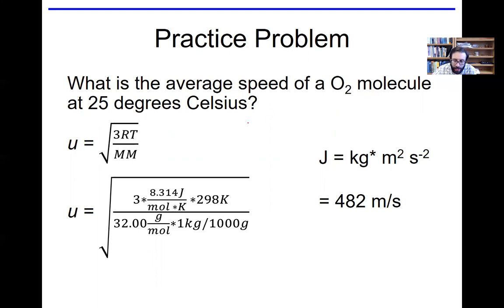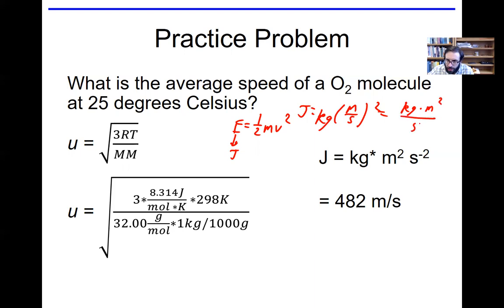The way I remember that is from physics: kinetic energy equals 1/2 mv squared. The SI unit of mass is the kilogram, and my velocity is in meters per second, so I have meters per second squared. I know my energy is in joules. So a joule equals kilograms times meters squared per second squared.